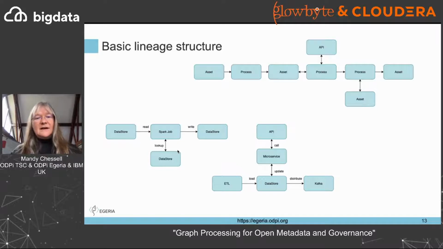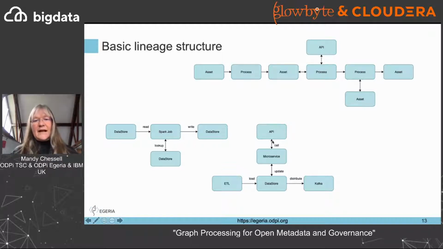And the way that that's done is by capturing every time the data is processed, we capture that type of processing. And often it's done with different technologies. So at the bottom of this picture, you can see that here we got a Spark job that's reading from one data store and writing to another and doing lookups in a third. So that's a small fragment of the work that could be done on the data stores.